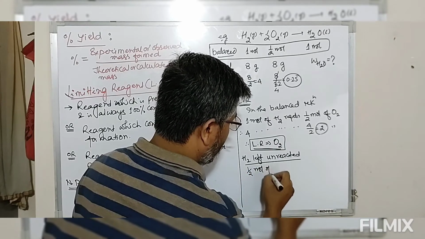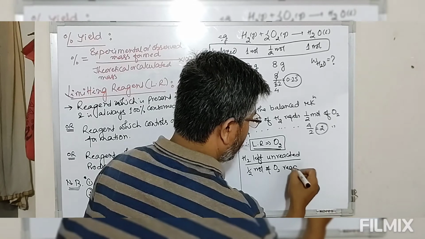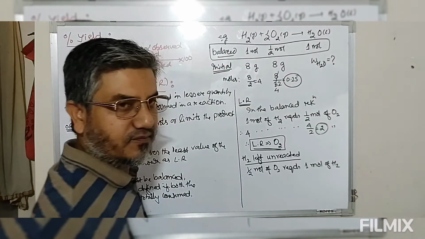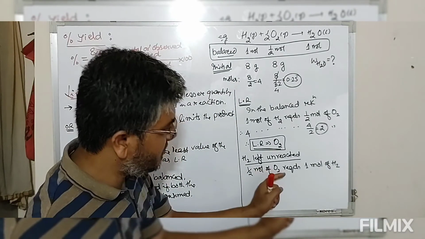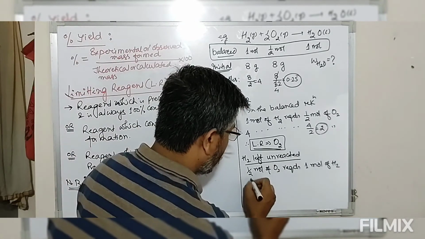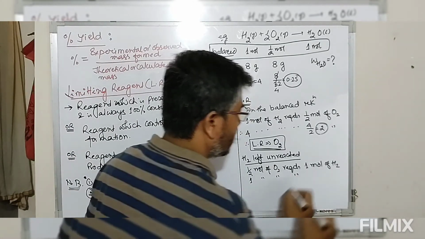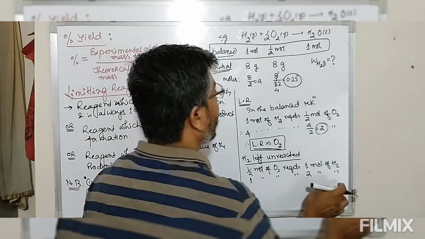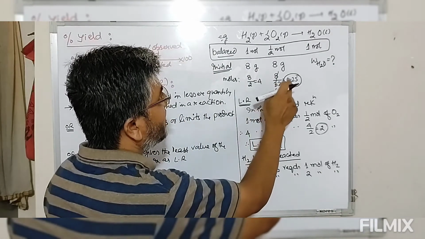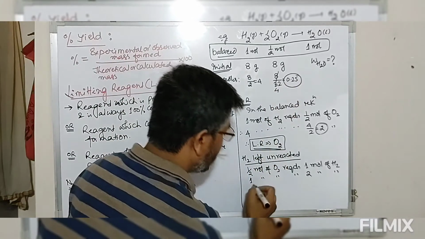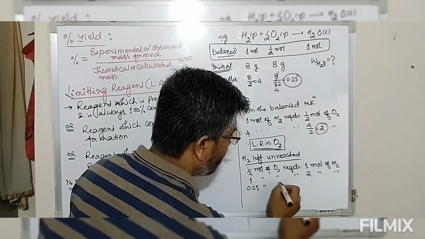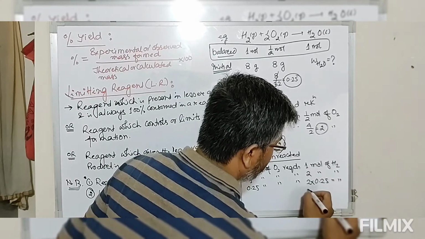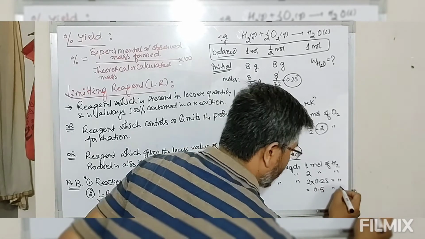Half mole of oxygen requires 1 mole of hydrogen gas. So if half mole of oxygen requires 1 mole of hydrogen, then 1 mole of oxygen will require 2 moles of hydrogen. So if 1 mole requires 2 moles of hydrogen, then the actual amount of oxygen given is 0.25. So therefore 0.25 moles of oxygen will require 2 into 0.25 moles of hydrogen, that is 0.5 moles of hydrogen.